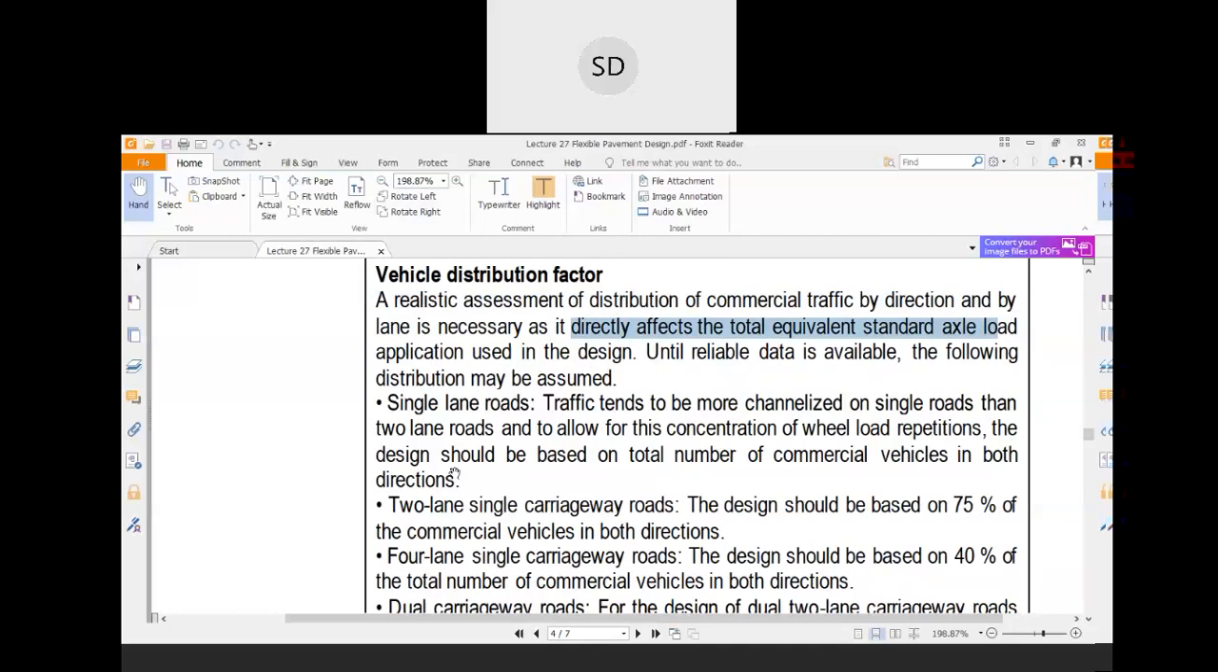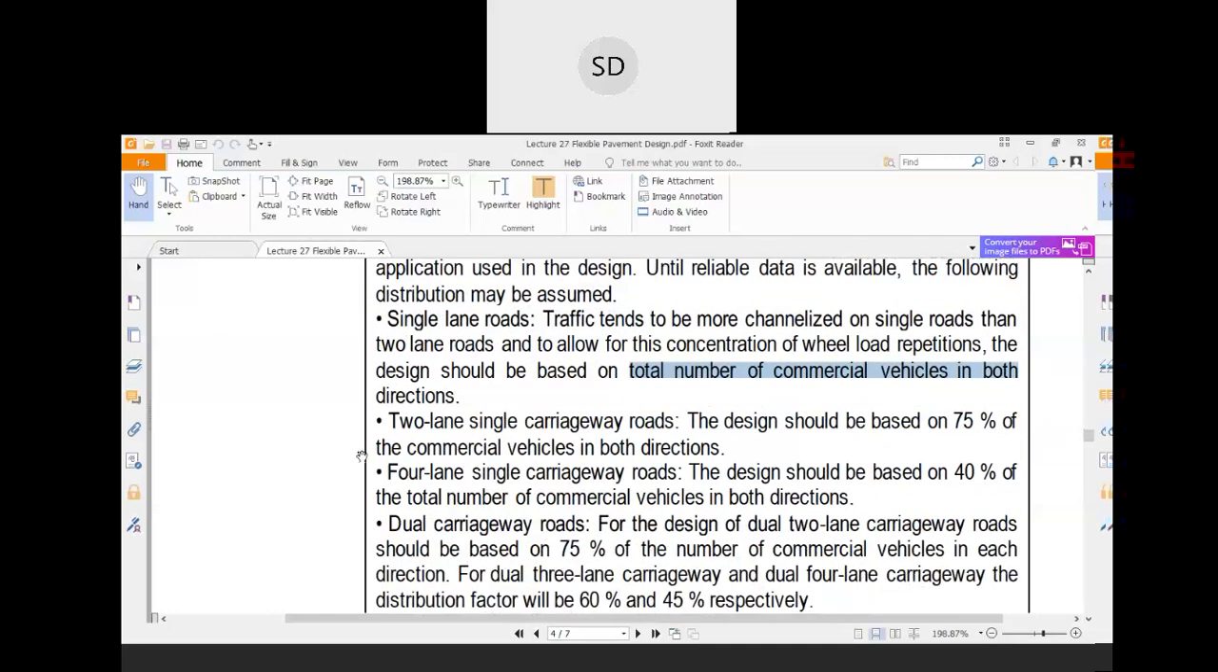Until reliable data is available, the following standard can be assumed. So vehicle distribution factor is how much commercial vehicle is distributed among the different lanes. Now for the single lane road, traffic tends to be more channelized on a single lane than on two lane roads, and to allow for this concentration of wheel load repetition, the design should be based on the total number of commercial vehicles in both directions.